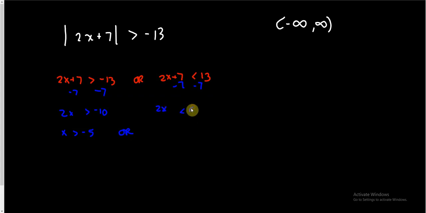2x is less than 6. Divide by 2 on both sides. x is less than 3. Okay, so I'm going kind of quickly because you don't have to do all the work when compared to a negative. I automatically know the answer.